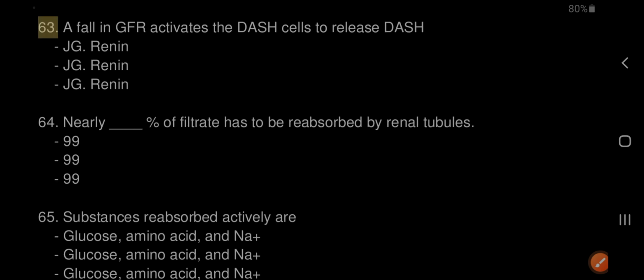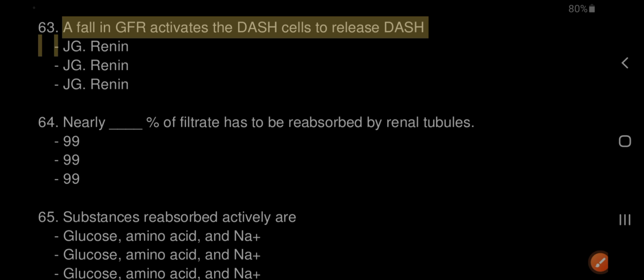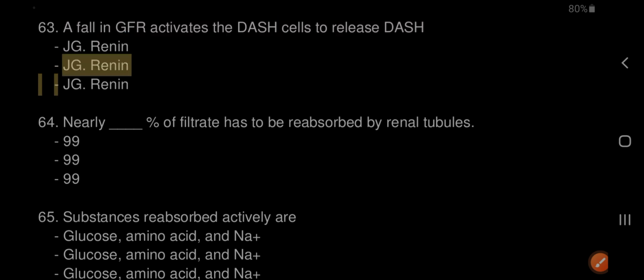63. A fall in GFR activates the JG cells to release renin. 64. Nearly 99% of filtrate has to be reabsorbed by renal tubules.